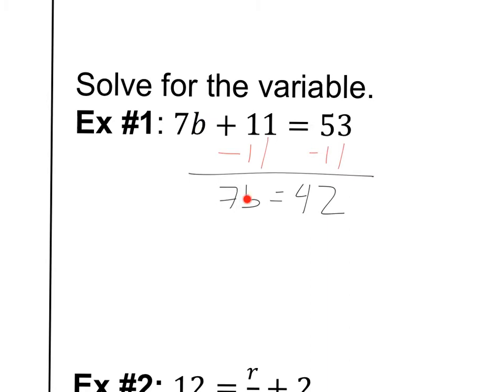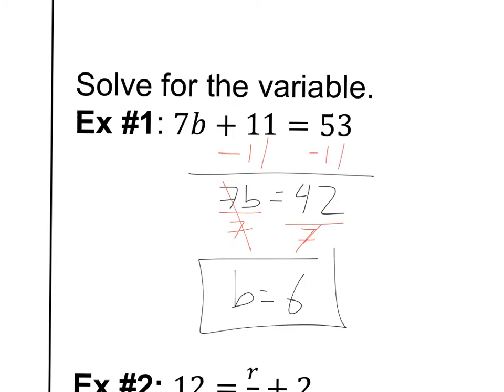These two things are both true. This is a lot simpler. So now I have 7 times b equals 42. To solve this now, I need to undo this 7 times b. Well, to undo multiplication, you divide. So we're going to divide both sides by 7. These 7's then cancel out. You're left with b equals 42 divided by 7 is 6. And there you go. You have your answer.